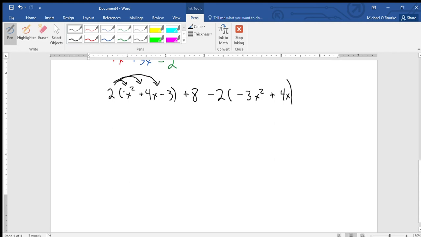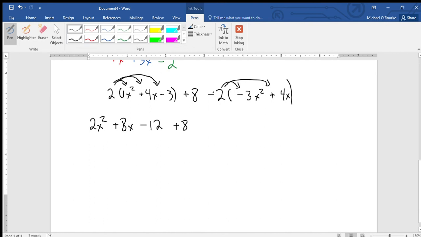So 2 times x squared, there's a 1 in front of there. So that's going to equal 2x squared. 2 times 4 is plus 8x, minus 12. Now this 8 here is just alone, not doing anything. It's not involved with this, and it's not involved with this. So it doesn't change. I'm just going to bring the 8 down.